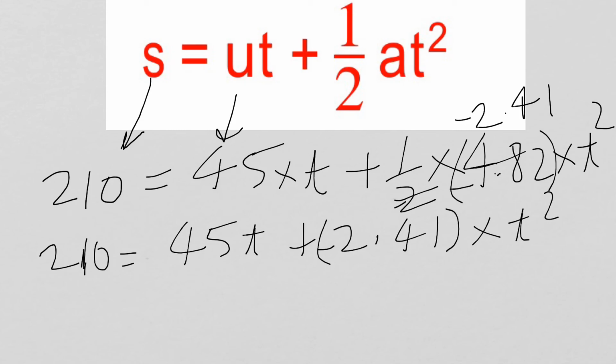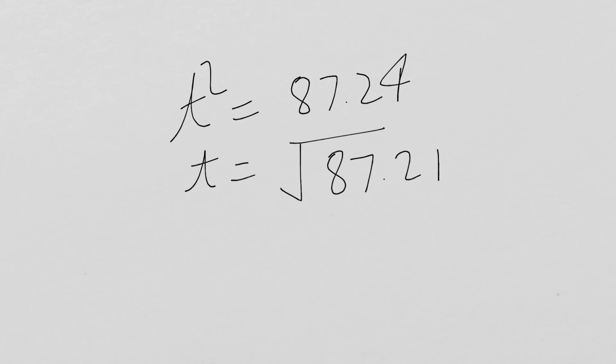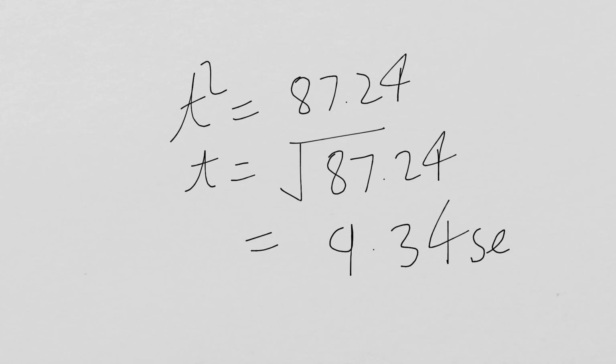So the quadratic equation will look like this. t square and minus 2.41, so we will rearrange this, equals 87.24. So t square equals 87.24, so t equals under root of 87.24, which will come to 9.34 seconds. So in the alternative way also we got 9.34 seconds.